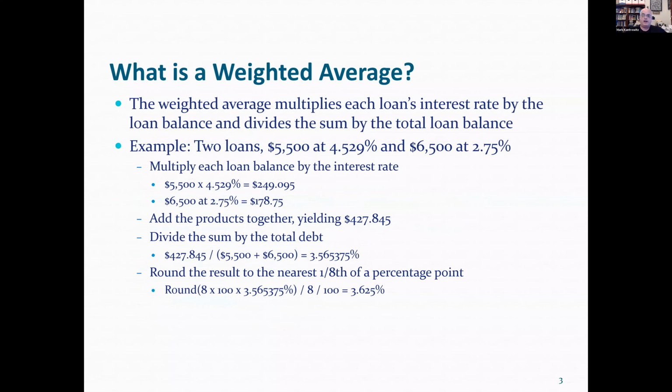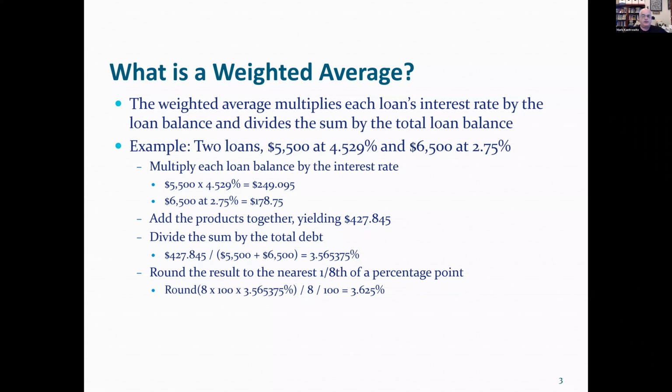So I talked about how the interest rate on a federal consolidation loan is based on the weighted average. And what this does is it multiplies each loan interest rate by the loan balance and then sums the total and calculates an average. So each loan's interest rate contributes to the weighted average in proportion to the loan's percentage of the total debt.